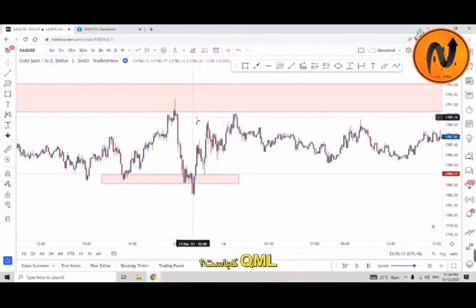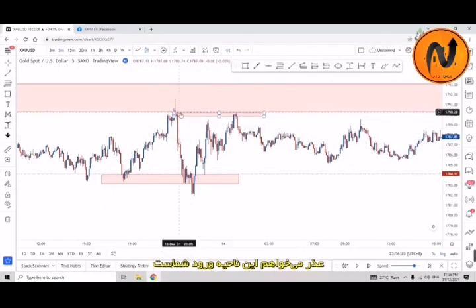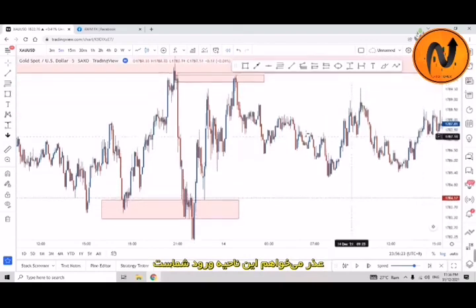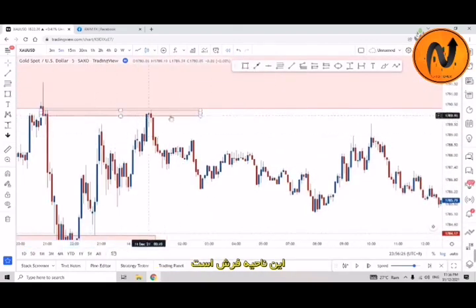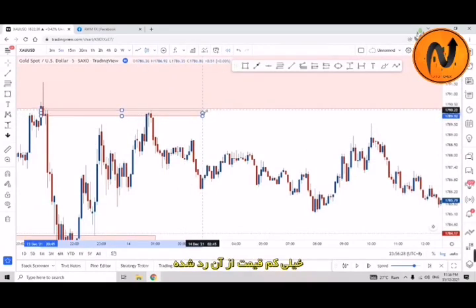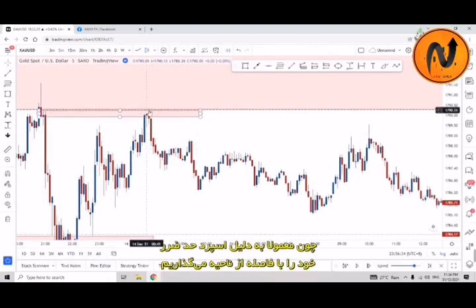So where is your QML? Very, very obvious. This is your QML, and then this is your entry point, your fresh zone. The price went above a bit, but it's okay, because usually we'll have a small spread, a stop loss higher over here for the spread.